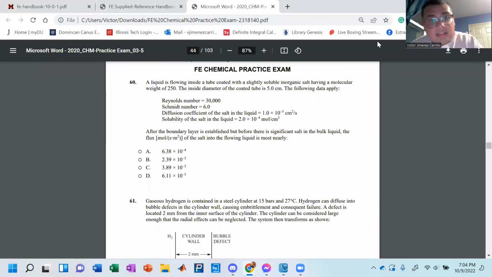Okay. 60. Liquid is flowing inside a tube coated with slightly insoluble organic salts having molecular weight of 250. The inside diameter of the coated tube is 5 centimeters. The following data is applied: Reynolds number, Schmidt's number, diffusivity of the salt, and the solubility of the liquid. After the boundary layer is established, before there's significant salt in the liquid, the molar flux is blank. Basically, find the molar flux. Okay. Now we're talking about a system that is liquid bulk flux.